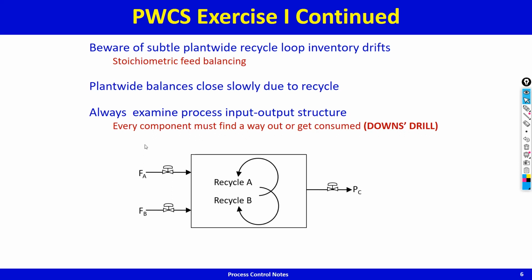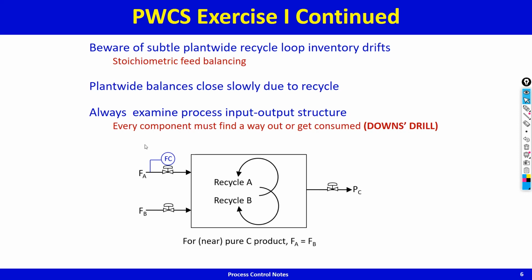And in this particular example, you got A being recycled, B being recycled, you got fresh A coming in, fresh B coming in. Because the product is near pure C with very little A impurity and B impurity, and because the reaction chemistry is A reacts with B to give C, 1 mole of A reacts with 1 mole of B to give C, and you are taking out only C. Therefore, if you are putting in 1 mole of A, you got to put in 1 mole of B exactly.